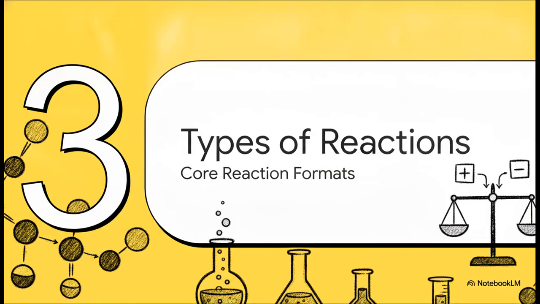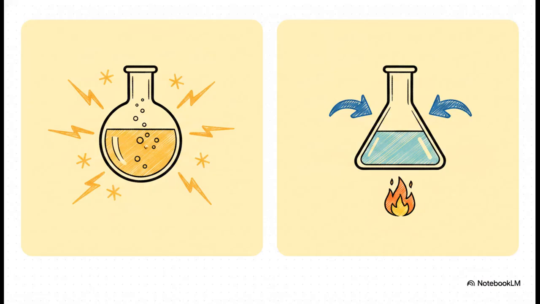Let's level up to Section 3, Types of Chemical Reactions, the core reaction formats. This slide brilliantly highlights a favorite 2-mark board question: reactions that spit out heat versus those that basically eat it up. On the top, we've got exothermic reactions. Think exo for outside, thermic for heat. Heat is released. Respiration, the very process keeping you and me alive right now, is actually an exothermic reaction.